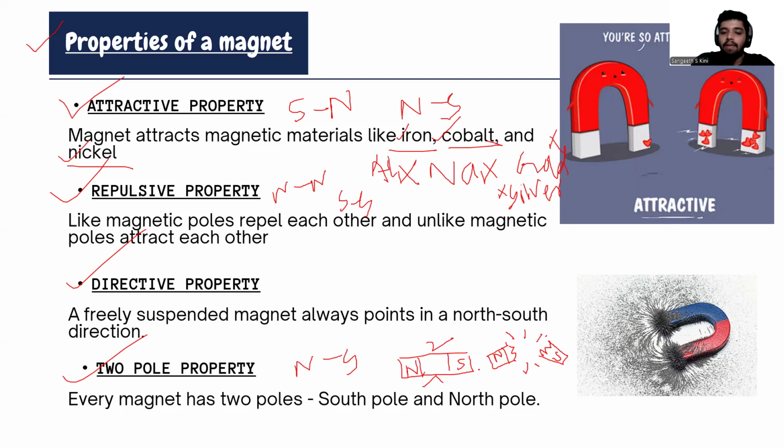Then automatically, if this is the north pole, this part becomes the south pole and this part becomes the north pole. You guys don't think that all of this will become south pole and all of this will become north pole. Don't think like that. Automatically, this pole becomes south and this pole becomes north. If it is north, this becomes south, and if it is south, this becomes north. So every magnet has two poles. One is north, and another one is south.